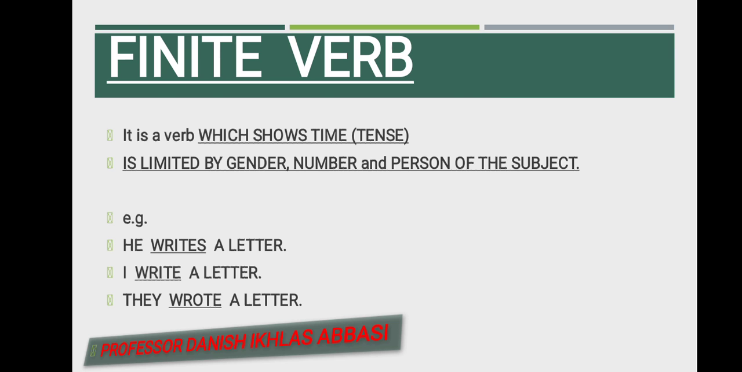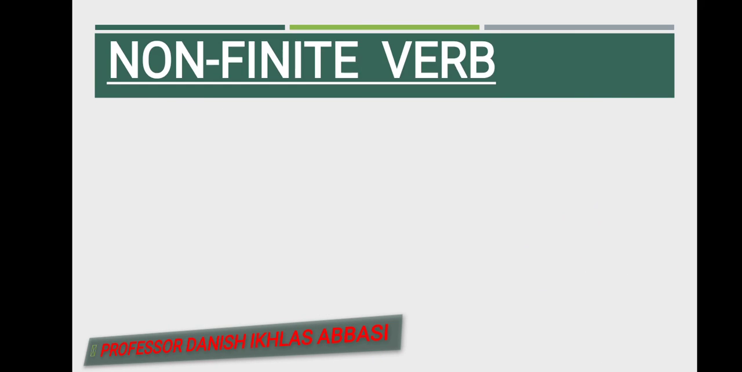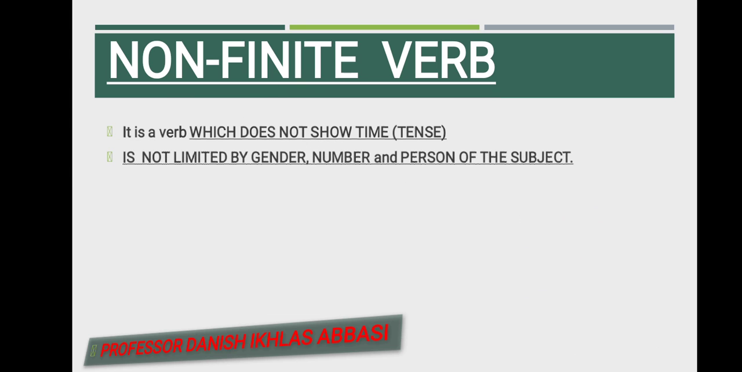After finite verb comes non-finite verb. A non-finite verb is a verb which does not show time. It does not tell us about the tense of the sentence, and it is also not limited by the gender, number, and person of the subject. For example, I want to write a letter.